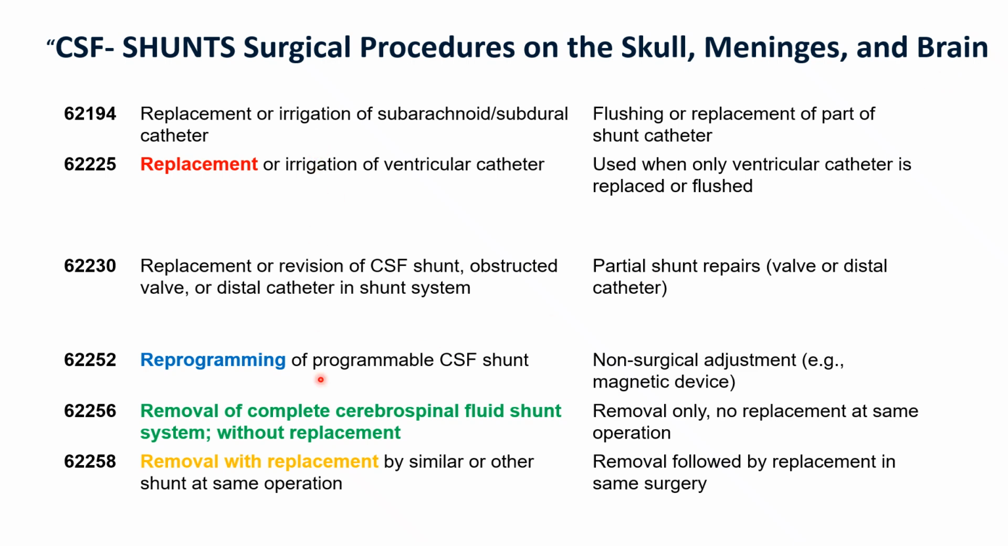And if you pay attention to the codes, one is for the replacement, one is for the reprogramming, one is for the removal. And what are you removing? Are you replacing the ventricular catheter? Are you reprogramming the CSF shunt? Removal is a complete removal of the complete CSF shunt system without replacement, and this is removal with replacement. So the codes are very specific. Pay attention: what are you doing with that shunt?